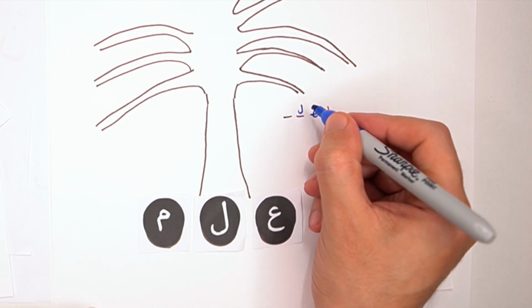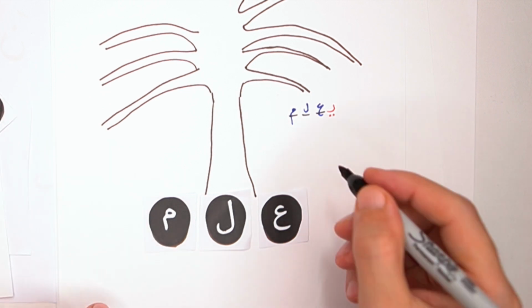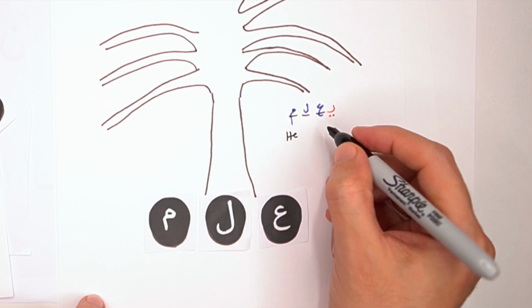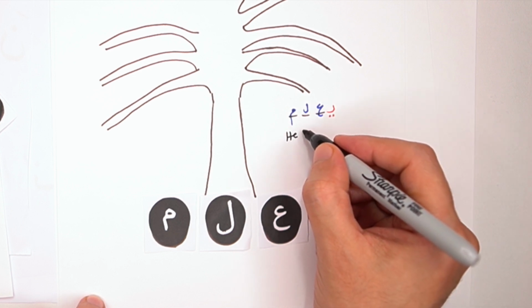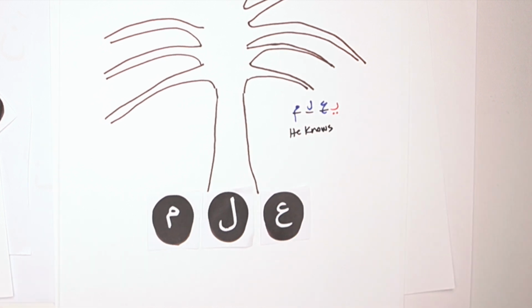Ain, lam, mim. Ya'lam. Now that means, in Arabic, he knows. Okay, he knows.